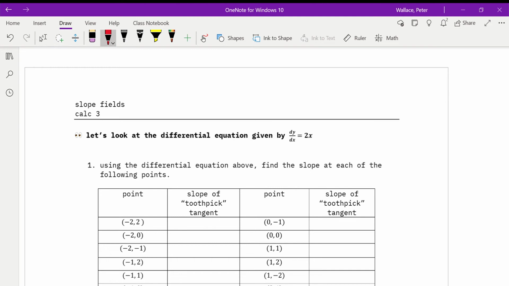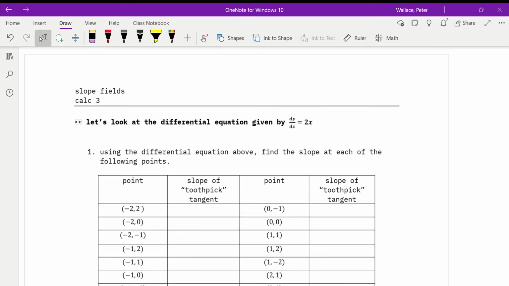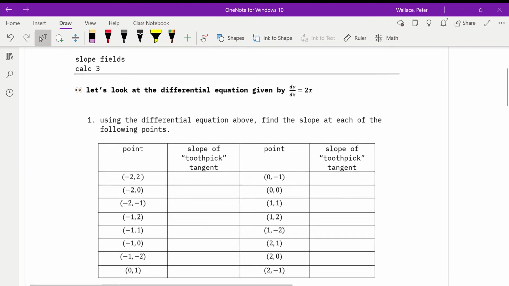So if you remember back to class, there are certain differential equations that have multiple solutions, like a family of functions, and slope fields can really help us visualize that. So let's start here with this example, dy/dx equals 2x. So that's the derivative of y with respect to x is going to be equal to 2x. So there's a whole family of functions that can represent that.